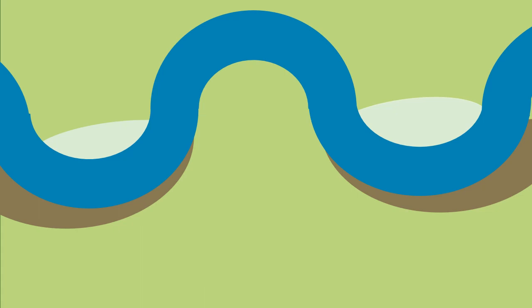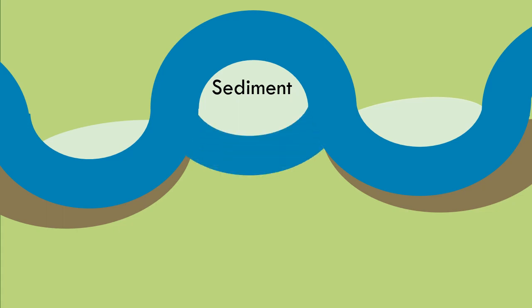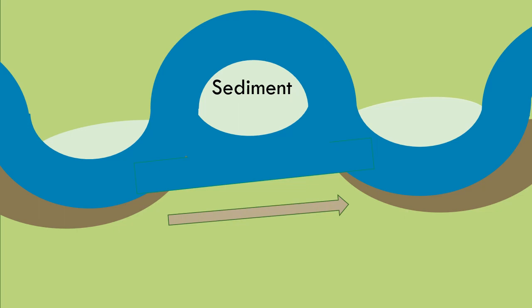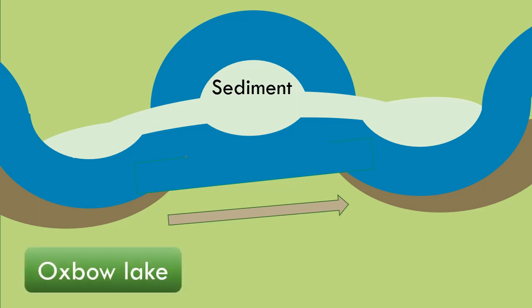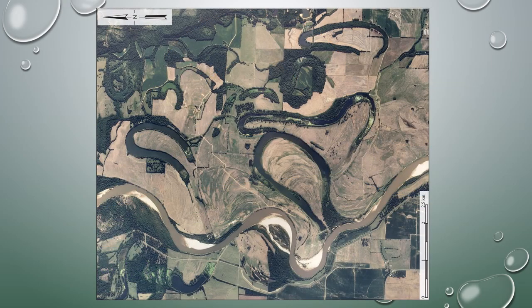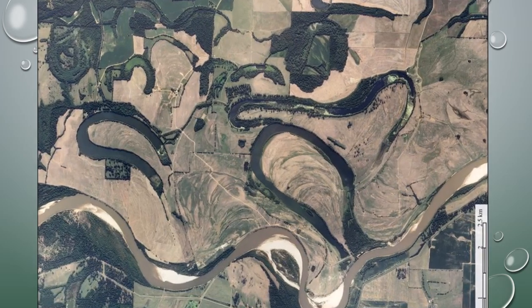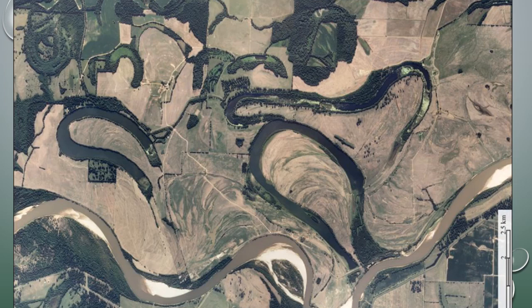We already know that the sediment will be dropped off on the inside of the river bends. Sometimes, as more sediment is dropped off, the river will take a more direct course. Eventually, enough sediment is dropped off to cut off this bend of the river, leaving behind an oxbow lake. Look at this map. What shapes do you see the river making? Do you notice any oxbow lakes?